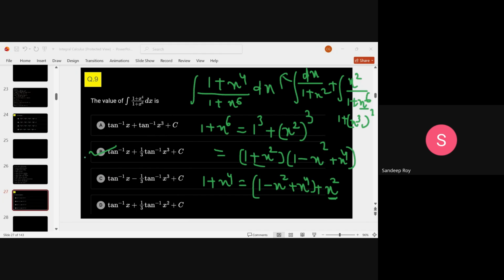I hope all of you understood. In both the parts you are applying the tan inverse x formula. The second part I'm not able to use directly, so I write this x to the power 6 as x cube whole square. Then you are applying the substitution x cube equal to t. This is the substitution we are doing. So option B is the correct answer.